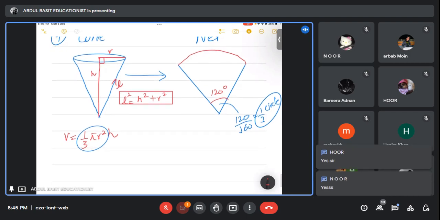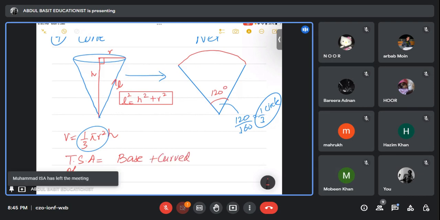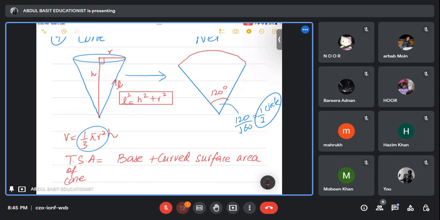Okay, now there is a question. What would be the total surface area of the cone? Arbab, you should know what is the base of the cone plus what, how to find out the curved surface area? Arbab, जी, if you want to paint a cone, अगर आप किसी भी कोन को पेंट करना चाहते हैं तो what should be the formula for that?